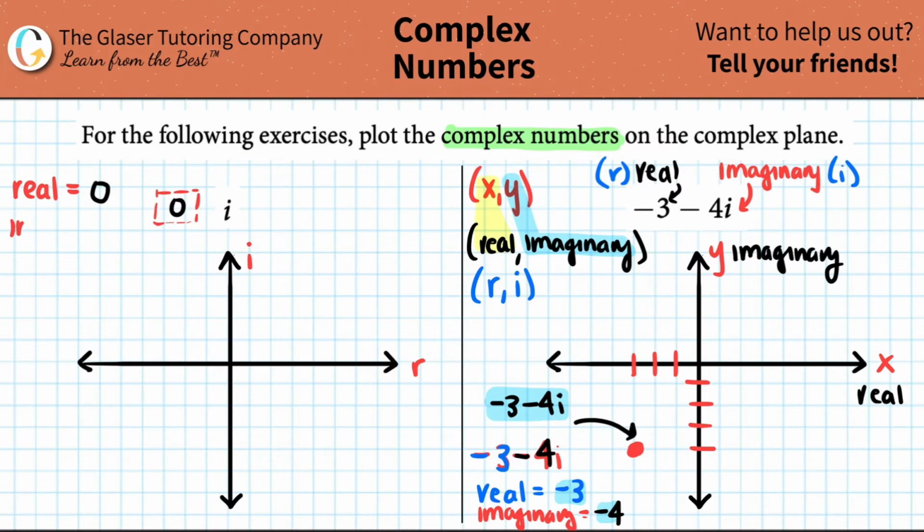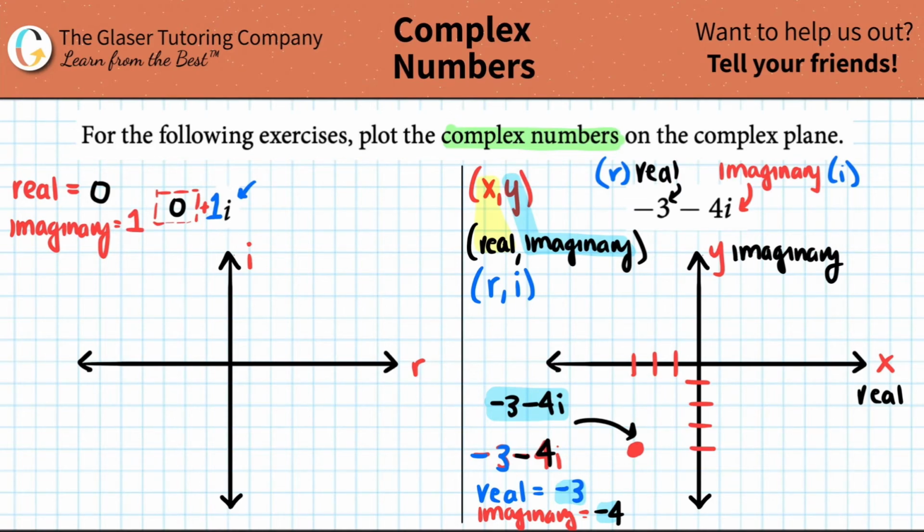And now what's the imaginary? How many i's do you see? I just see the letter i. How many i's do you see? Just one, right? Technically, there's a secret 1 in front. 1 times i would just be the same thing as saying i. And is that 1 a positive or a negative? It's a positive, right? So my imaginary number is just a 1.